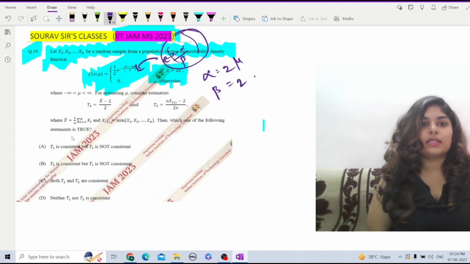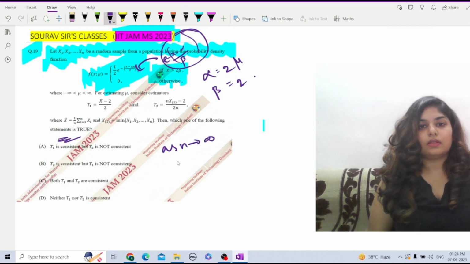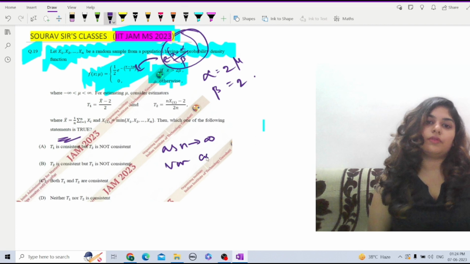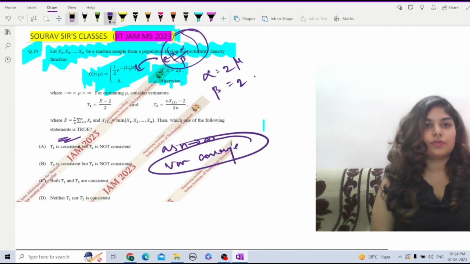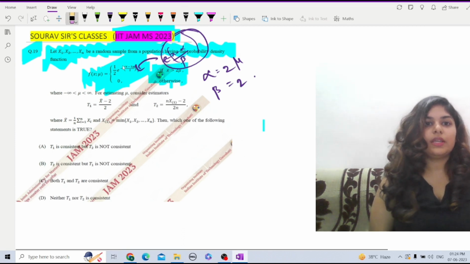Now by consistency we mean that as n tends to infinity, the variance should converge, right? That is the definition we have studied. Now in order to do that, let us just find out the following.